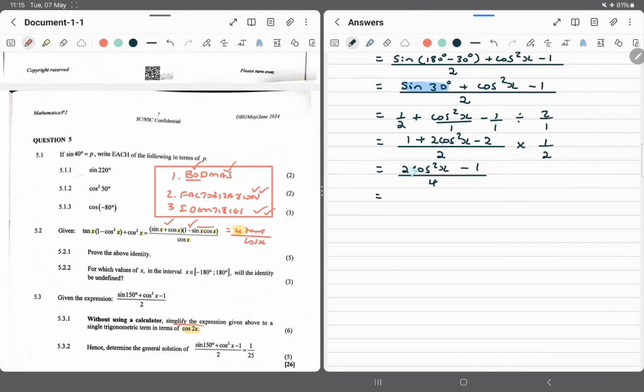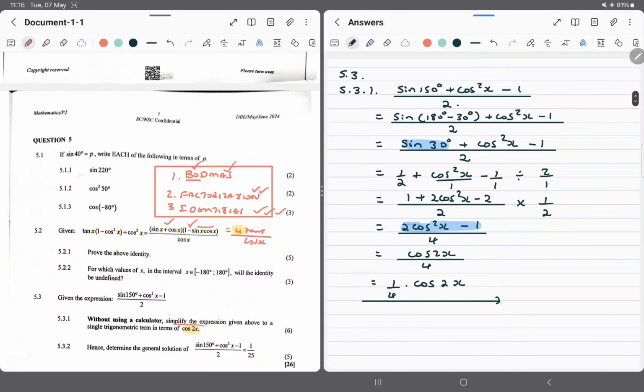Now we can see that after all has been said and done, the numerator is a double angle identity of cos expanded. So what does that mean? We come back to identities. This is going to be cos 2x over 4. If we factor out this quarter, this simply multiplies cos 2x. That's a bit better. Okay, so we've done it, guys. Not a big deal. So where are the marks here?